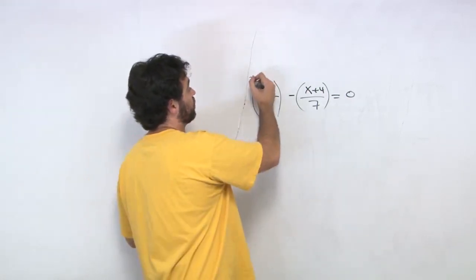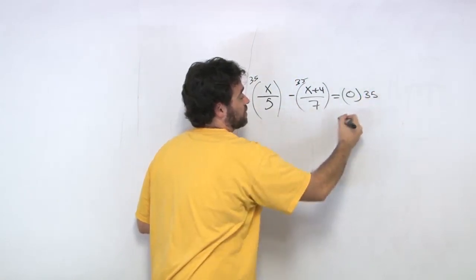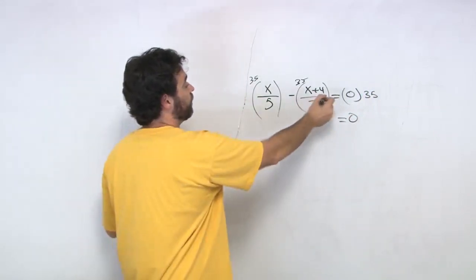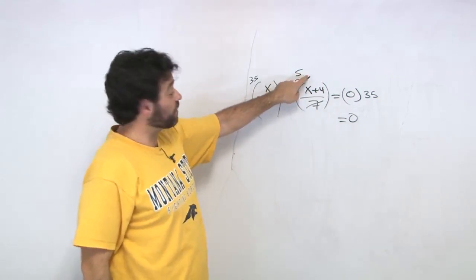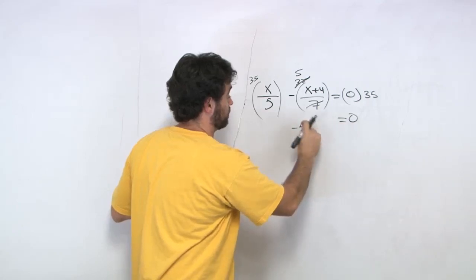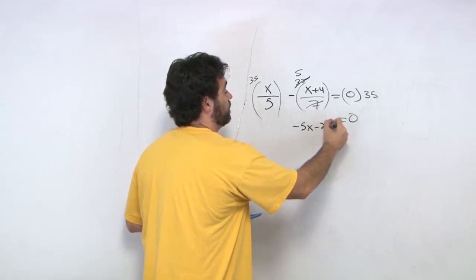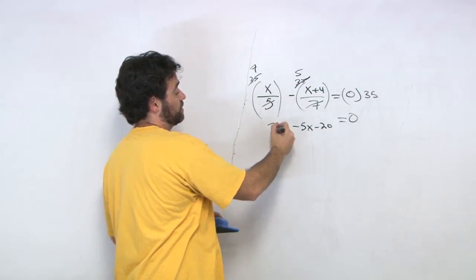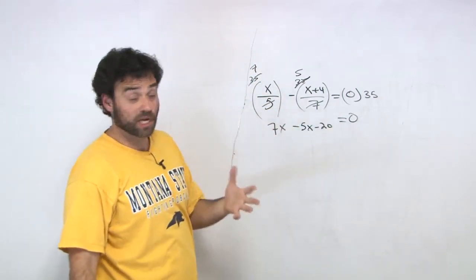Very good. So 35, 35, and don't forget about this. I know it doesn't make a difference, but it's good practice. 35 times 0 will give us 0. 7 goes into 35 5 times. Distribute out our 5, I get 5x plus 20, but that's a negative 5, so I get negative 5x minus 20. 5 goes into 35 7 times, so I have 7x. Okay, and there goes my fraction. It's done. That's why we do this.